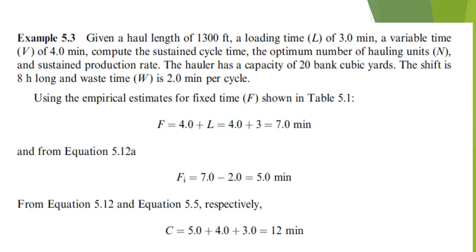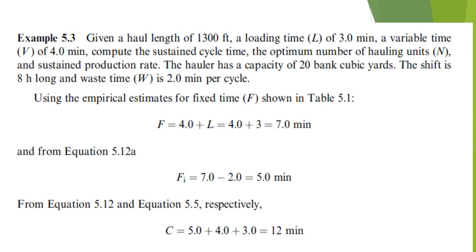And if we have a hauler with a capacity of 20 bank cubic yards and a shift is 8 hours long and waste time is 2 minutes per cycle, we're able to go through using the methods that we've been looking at in Chapter 5 and in Table 5.1, and we can figure out the fixed time.